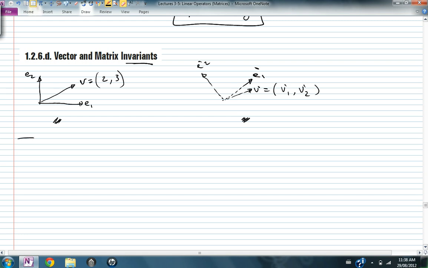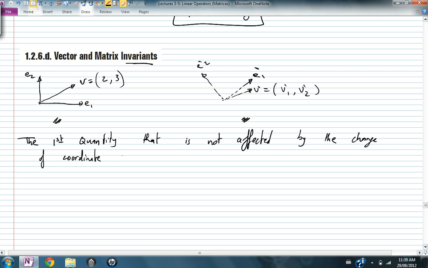So the first quantity that is not affected by the change of coordinate system is the length or norm of the vector.